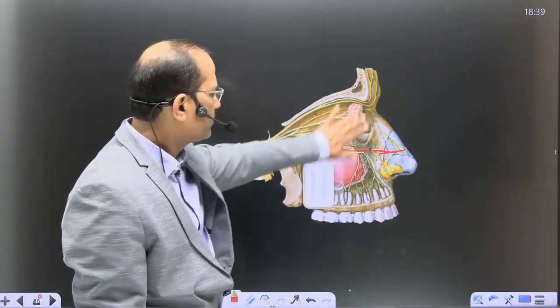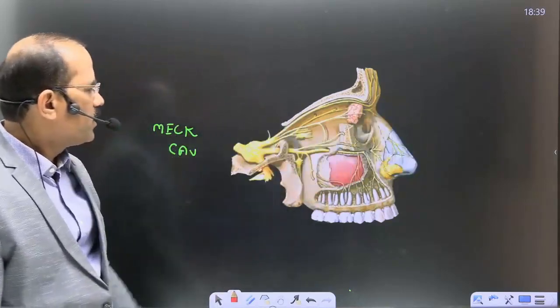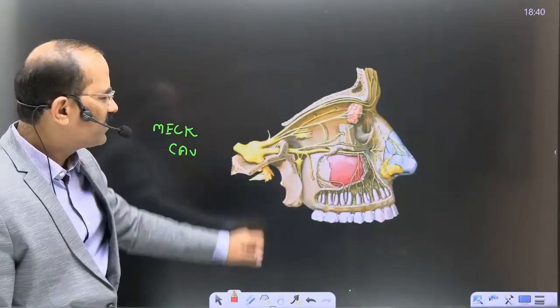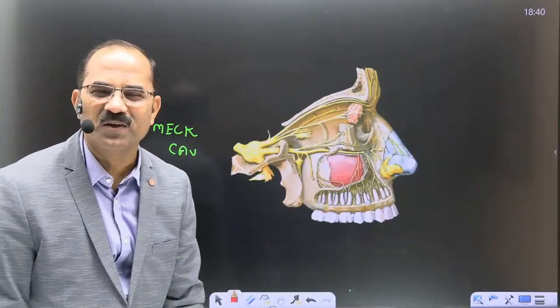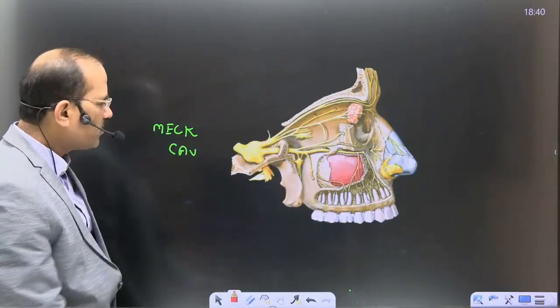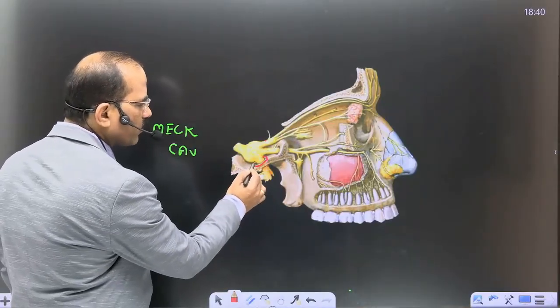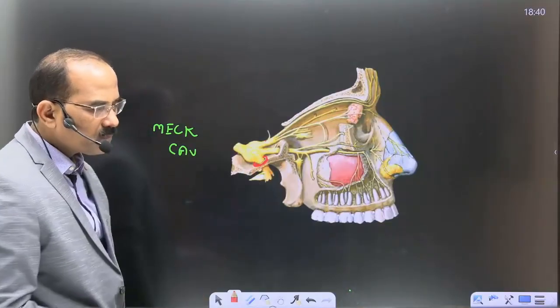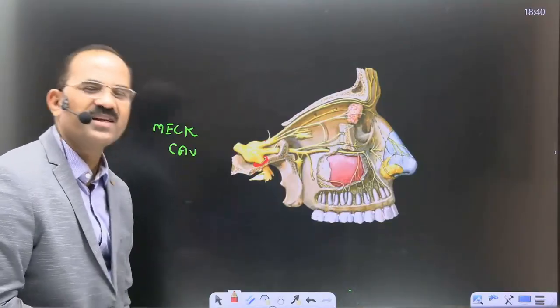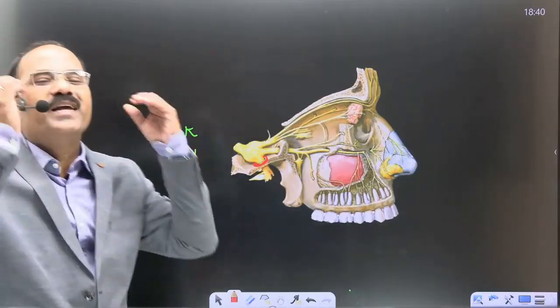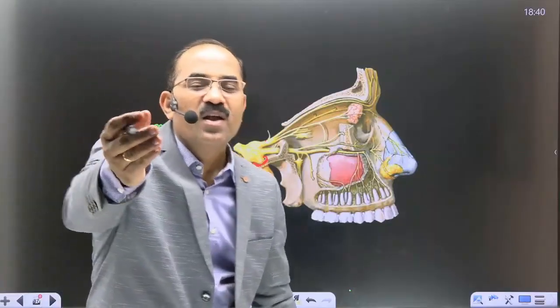Perfect. So ophthalmic, maxillary, and who's this? Our mandibular nerve. The mandibular nerve leaves the skull through the foramen ovale. Okay, the mandibular nerve leaves the skull through the foramen ovale. And where is the mandibular nerve now? Can anyone tell me? Yes, students, where is the mandibular nerve?